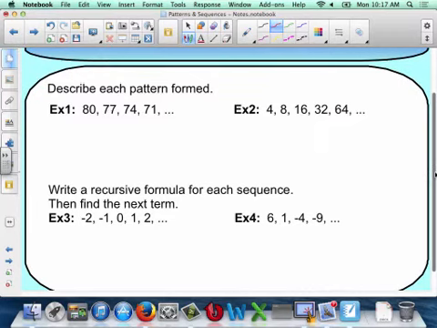All right, so guys, let's take a look at the next page here. Okay. So Kylie, I want you to describe that formula for me, that pattern. What's happening on example 1? Okay, so we're subtracting 3. Perfect.